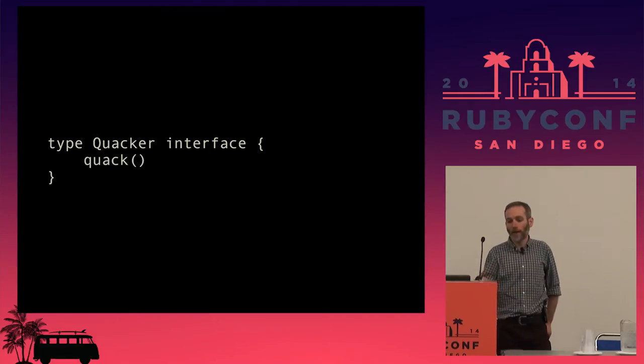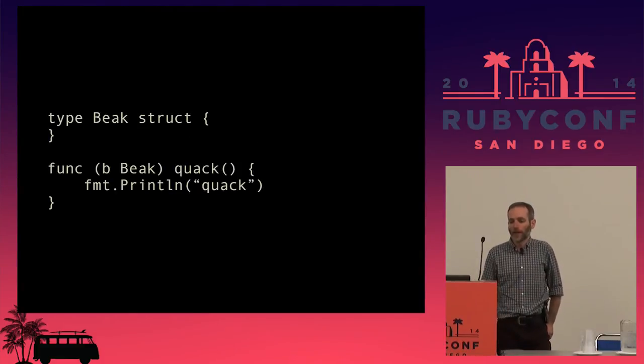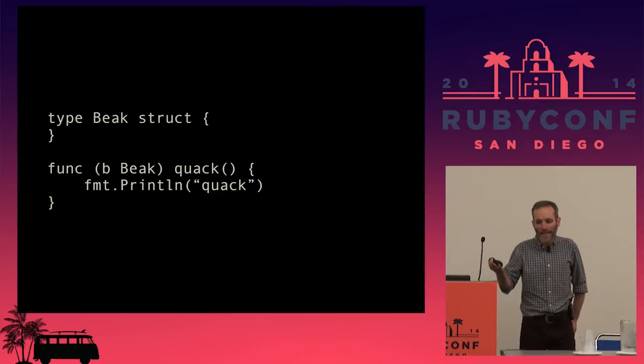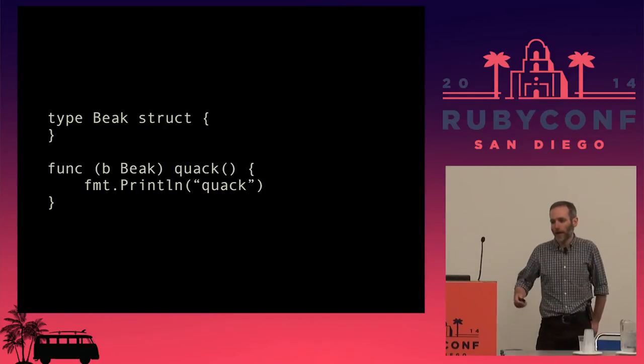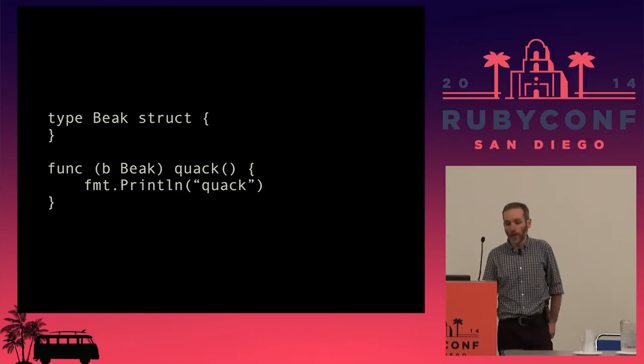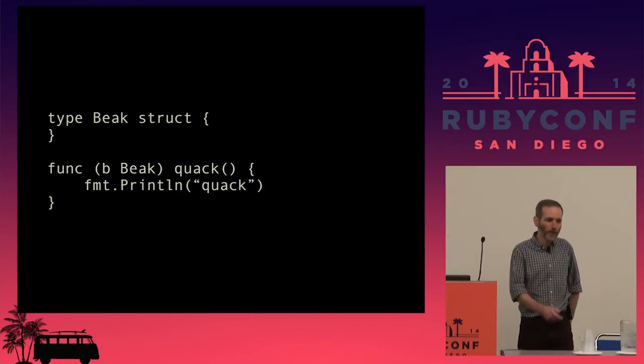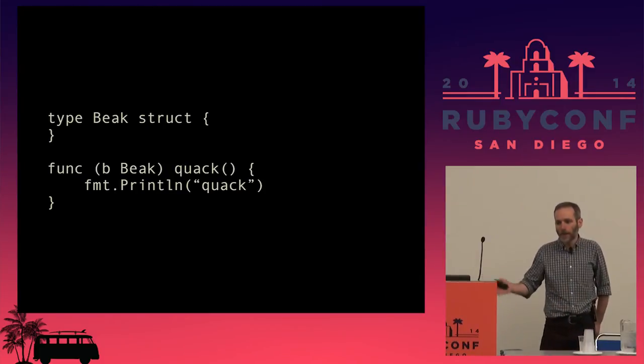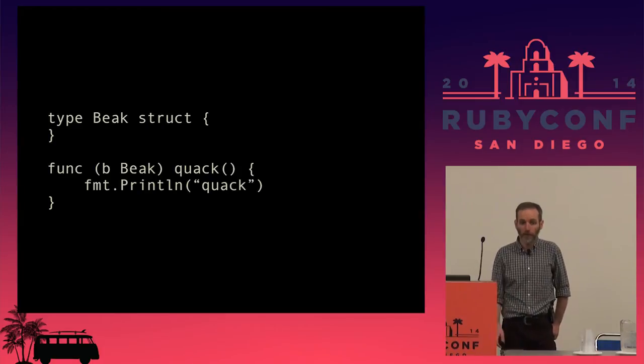Okay, so let's write something that implements this interface. So I'm going to write something called beak, which is a little bit like an empty class here. And I'm going to add a method onto it called quack. And all this does is print to standard out. It says quack. Okay, this is pretty much the equivalent of the original Ruby code I showed you.